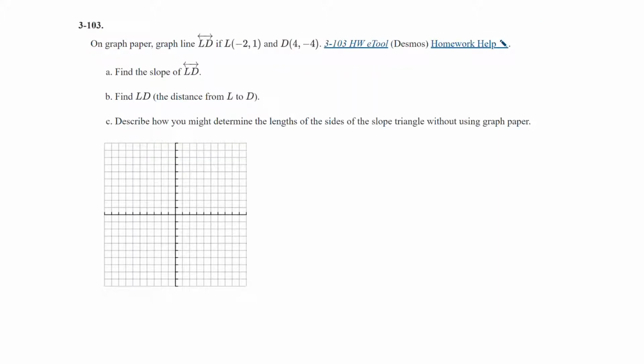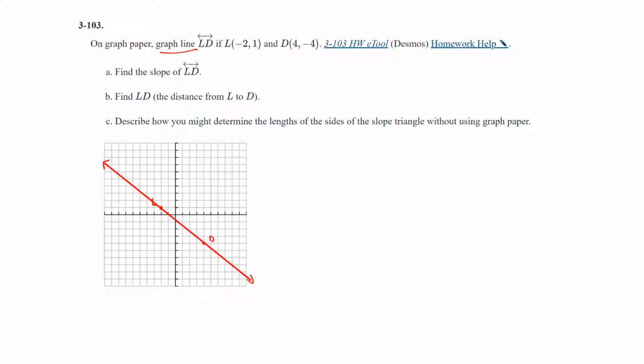Question 103: on graph paper, graph the line LD if L has the point (-2, 1) and D has the point (4, -4). So let's just go ahead and start there. (-2, 1) would be right here, that's L. And D would be (4, -4). And it does want you to go ahead and graph that line.